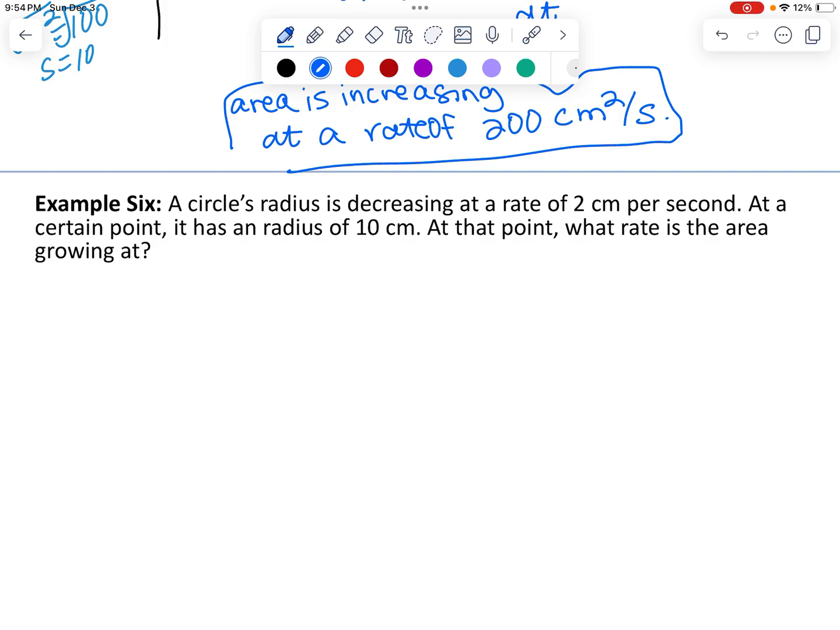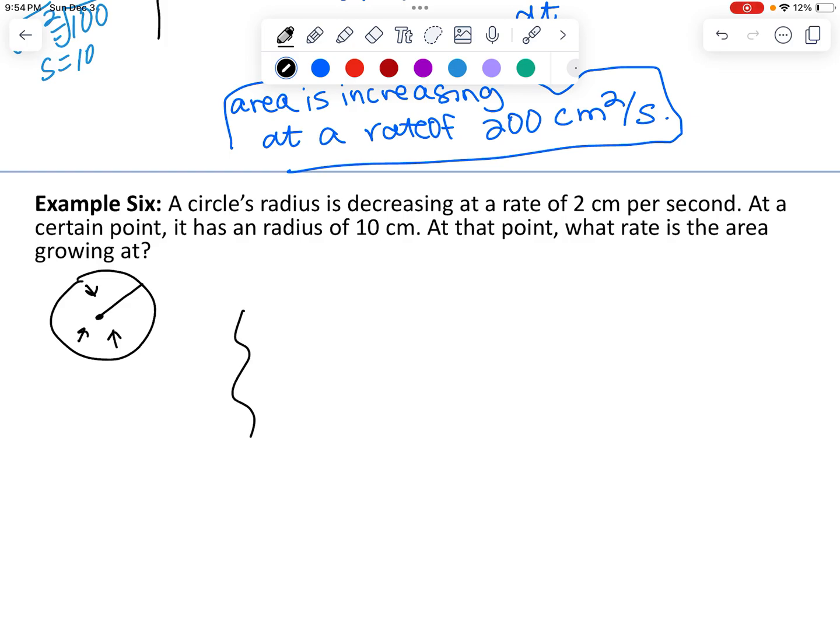We have a circle, and it has a radius. So remember, this is the radius. And our radius is actually shrinking. It's starting to get smaller and smaller. So imagine it getting smaller, and if the radius is smaller, then that means our circle is getting smaller. So our circle is going to be moving, and it's going to be getting a little smaller. So that's what's going on. At that point, what rate is the area growing at?